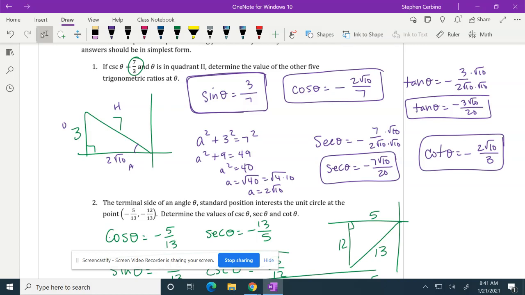The last two are the reciprocals of cosine and tangent, so I'm just going to take what I found for cosine and flip it. That's going to give me secant. Again, for secant, I have that square root of 10 in the denominator, so I'll rationalize it, multiplying the square root of 10 on top and bottom. For cotangent, I just flipped the original fraction I found for tan. The original fraction for tan was 3 over 2 square roots of 10, so I just flipped that, and that's where that ratio came from.